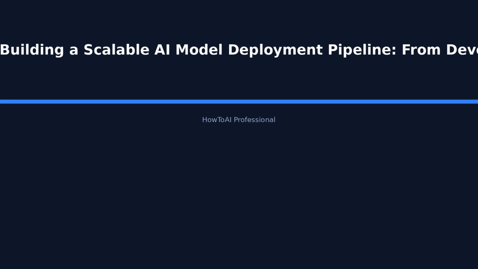In addition to performance monitoring, you must also keep an eye on data drift and model drift. Data drift occurs when the input data distribution changes over time, while model drift refers to a decline in model performance as the underlying patterns in the data evolve.